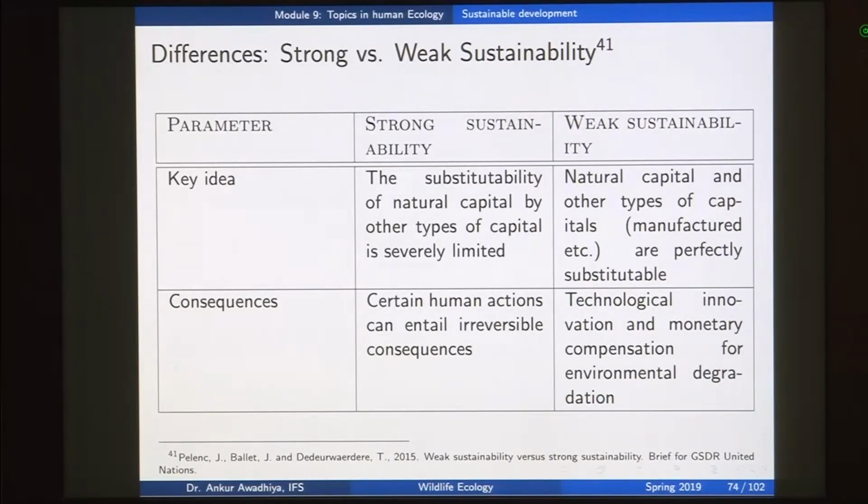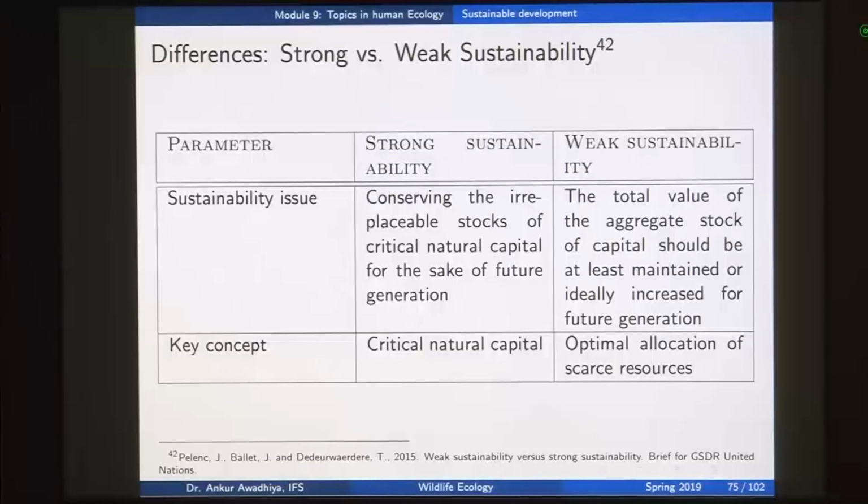Whereas, in the case of strong sustainability, it would say that no, if you are destroying the forest, then you will have to make up for a forest somewhere else. A forest can only be replaced by a forest; it cannot be replaced by money, a road, or houses. Other things are sustainability issues.